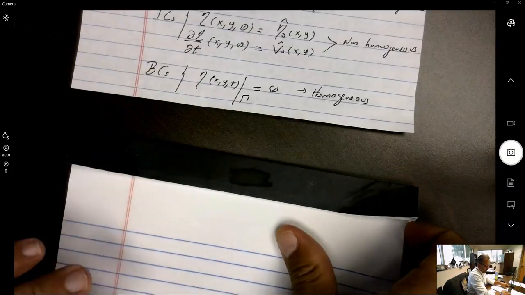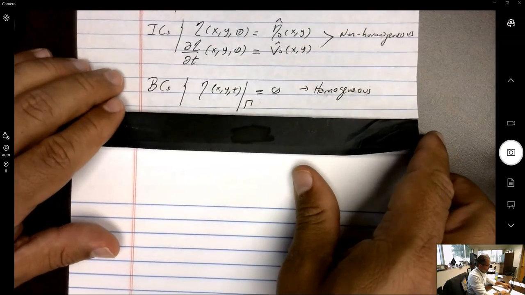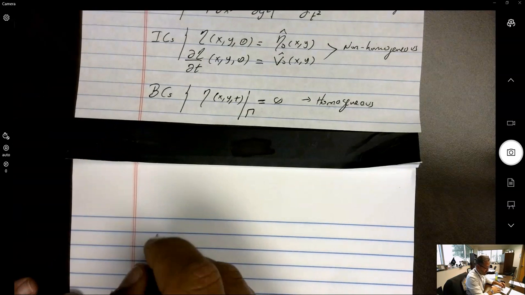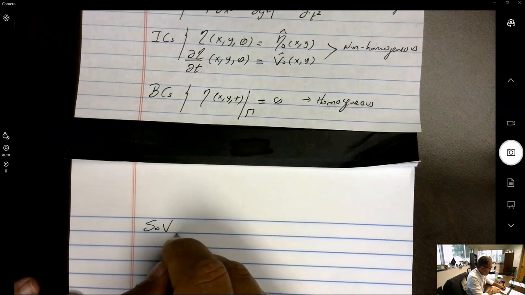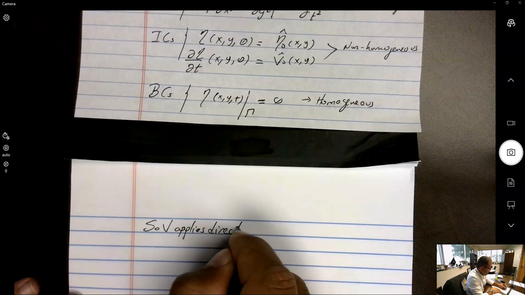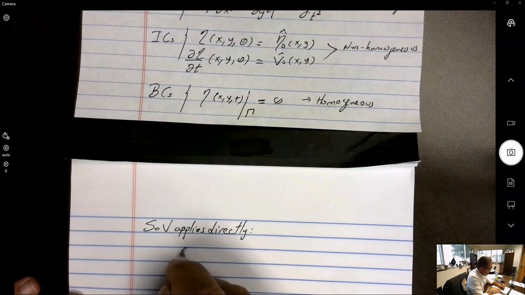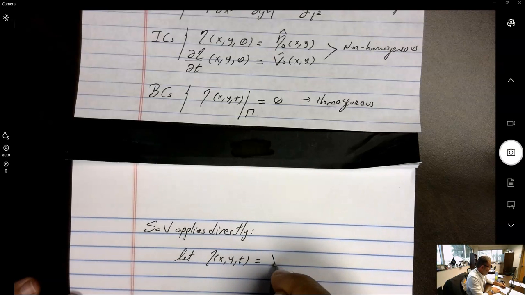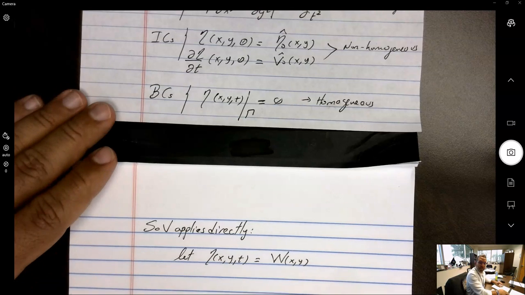So, because the problem is homogeneous except in the initial conditions, even though there's two initial conditions, that's okay. Separation of variables applies directly. So we're going to let eta of x, y, and t be equal to some w of x, y times tau of t. The same thing we did with the xi and the tau.